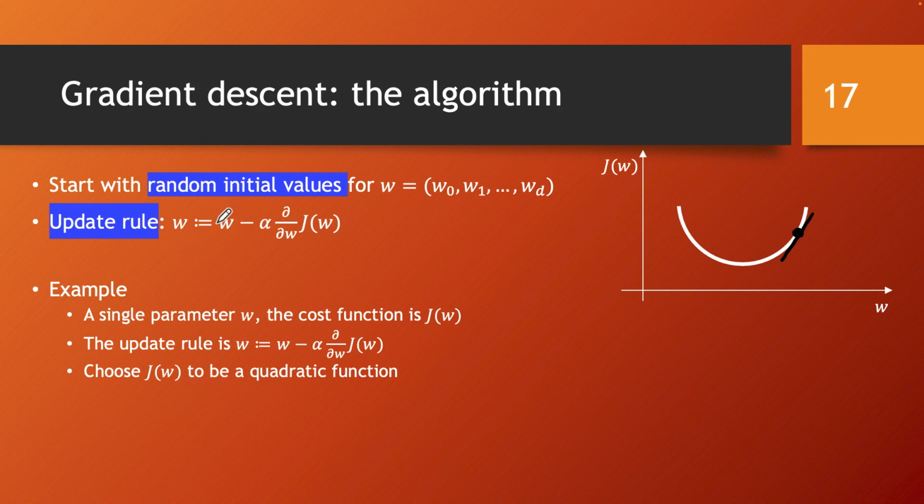You take the previous value of your w, so this was the first value that we started with for w, and then it's going to be minus the partial derivative, which in our case, because this is an increasing line, has a positive slope, so this partial derivative is going to be a positive number, and alpha is a positive number, so it's going to be w minus something positive.